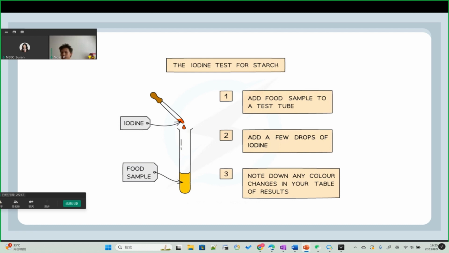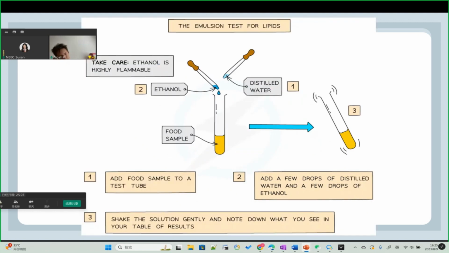For all of these, you have to do the initial steps of stirring and crushing the food, right? Of course. Okay. And the next one is for lipids.